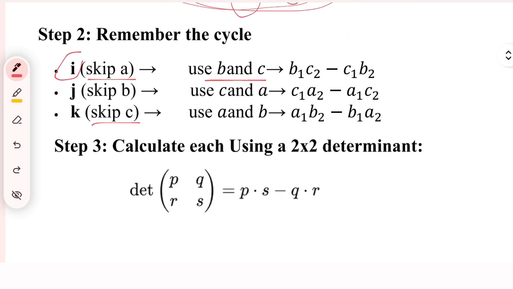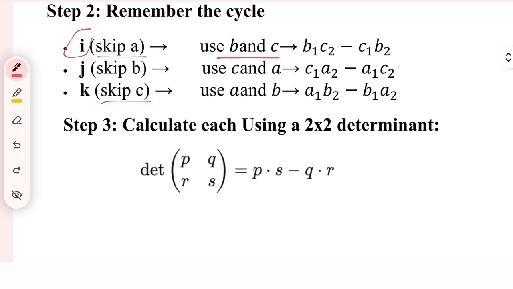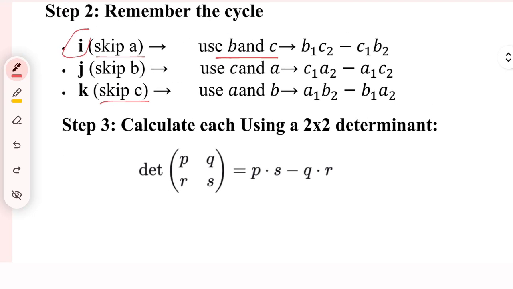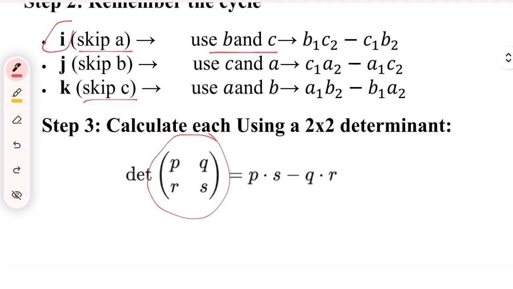So how would we calculate everything now using a 2 by 2 determinant? Remember this one, and this hasn't changed. If the determinant is 2 by 2, we will multiply the first diagonal first, which is positive, and we will subtract the product of the other diagonal.